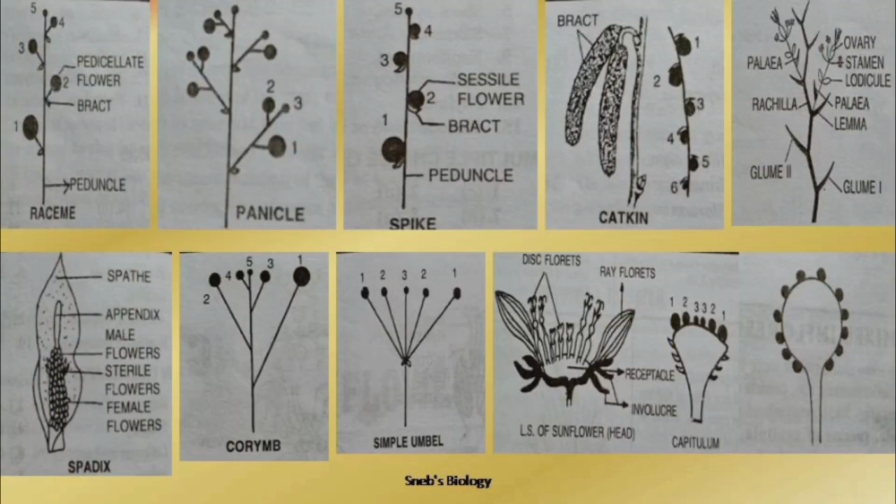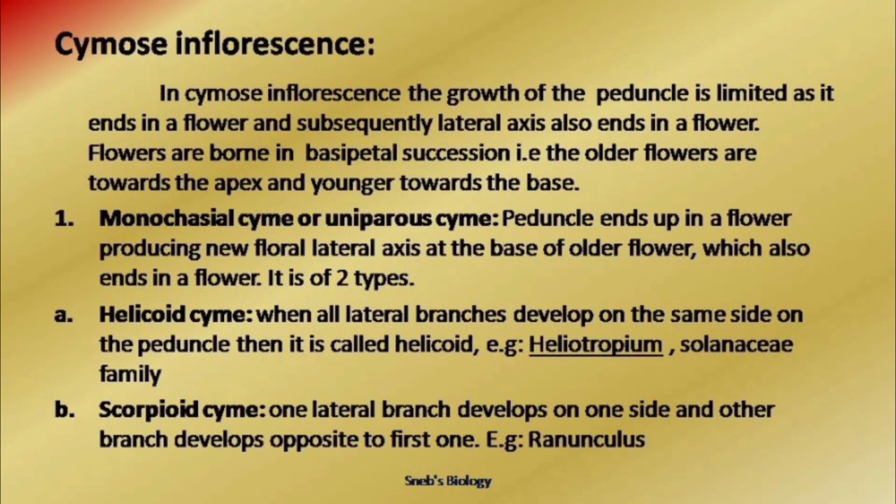So here we have seen 10 types of inflorescence under racemose. In the first 6 categories the main axis was very long. In the next 2 the main axis is shorter, and in the next 2 the axis becomes more or less flattened. So the basic property remains the same. Next we will discuss cymose inflorescence and some special types of inflorescence.